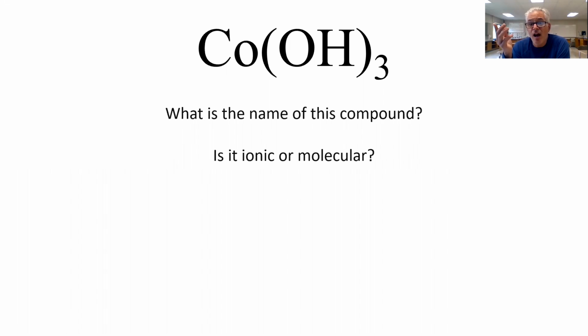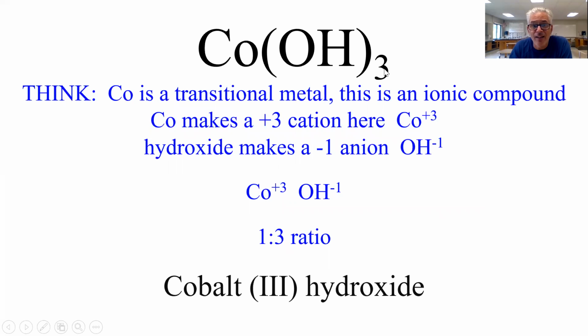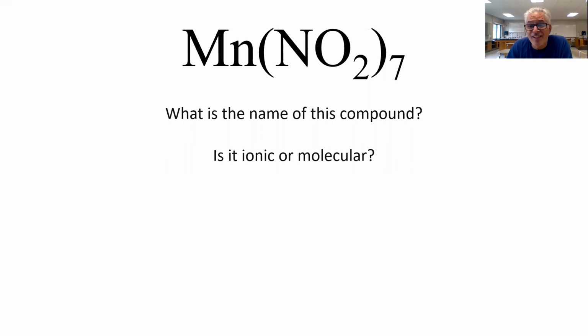So since the hydroxide's a -1 and the cobalt could be 2 or 3, this in fact is going to be cobalt Roman numeral 3 hydroxide. And of course it's ionic because cobalt's a metal. There you go. Uh-oh, there's a doozy.